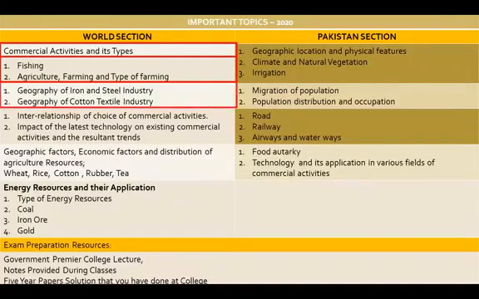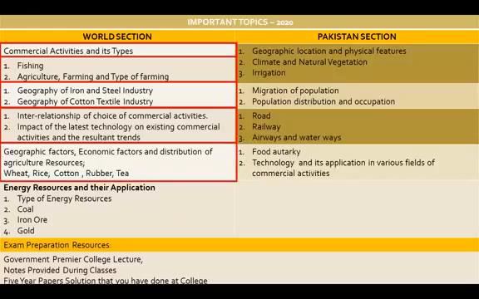Then we have the iron and steel industry and cotton textile industry. One industry comes at a time, either iron and steel or cotton textile, depending on the year and the topic that comes in your examination. Then interrelationship of choices, commercial activity, impact of technology on existing commercial activities and the resultant trends. One question may come from that part as well.